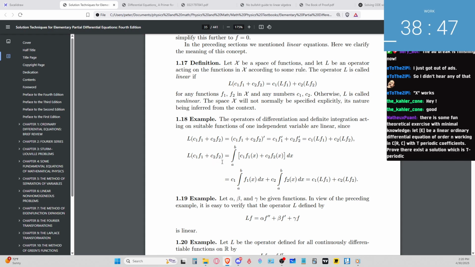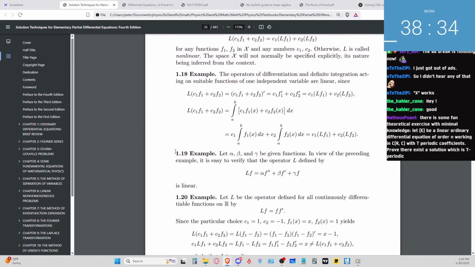Okay, so if you integrate it, then basically you receive... Okay. Let's see. Let's say, for example, alpha, beta, and gamma are given functions.